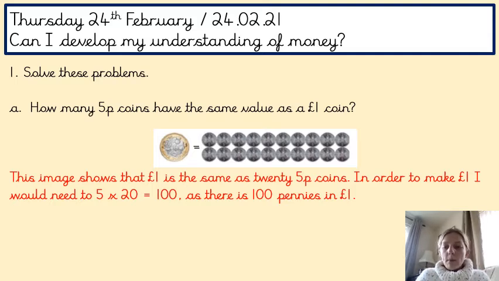But in order to make £1, I would need to multiply 5 by 20, which will give me the answer 100, because I know that there are 100 pennies in a pound, and in order to get to a pound, I would have to multiply 5 by a certain number to get my answer. Okay, so I hope that that makes sense. So I know for this answer that I would need 100 5p coins, okay?